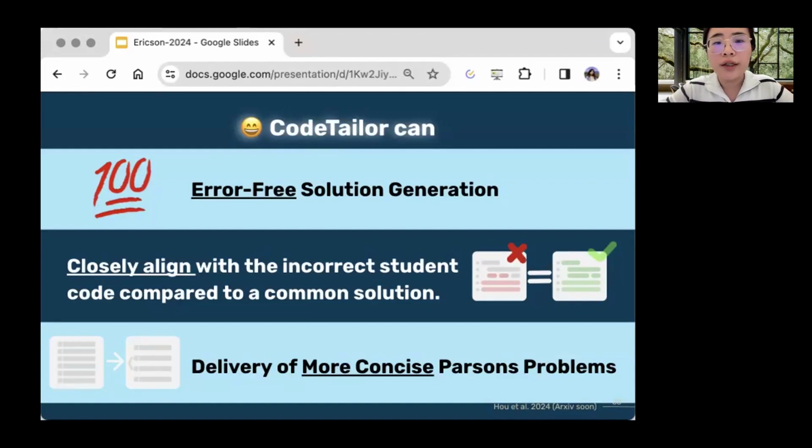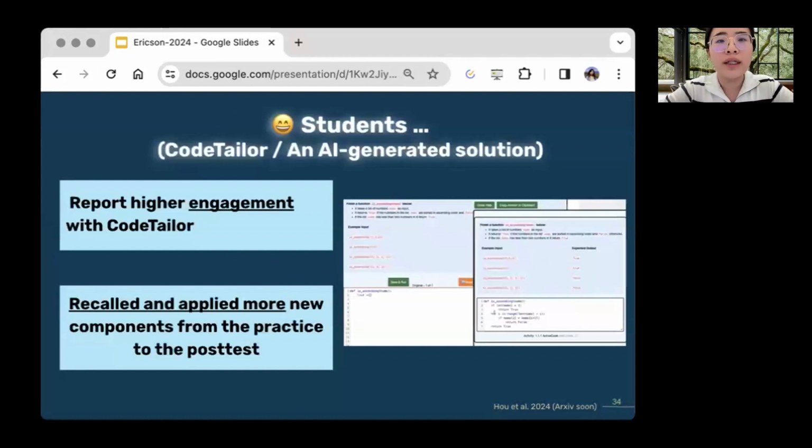And in addition, compared to the traditional fully movable Parsons problems, Tailor also provides Parsons problems that are more concise by reducing the number of blocks students need to consider when solving it. For example, we pre-placed some of the blocks the students got correct. So this can provide a more focused and efficient learning experience, especially for students who only got 1 or 2 lines wrong.